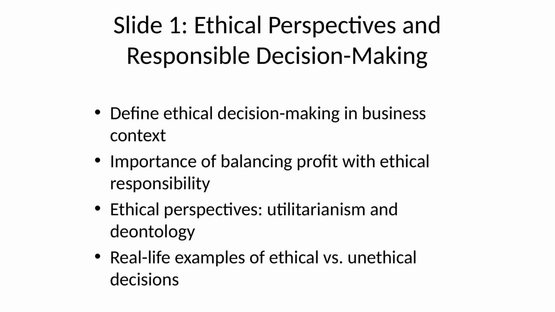To address AC 1.1, we start by defining ethical decision-making in a business context. It involves choosing actions that align with moral principles and stakeholder expectations while considering both short-term and long-term impacts. Making responsible decisions means weighing profitability against social, environmental, and human consequences. Two key ethical perspectives are utilitarianism, choosing the action that brings the greatest good for the greatest number, and deontology, which emphasizes duty and rights.